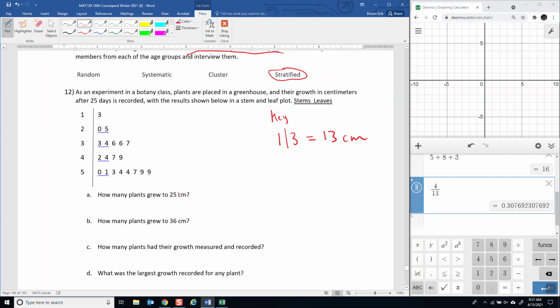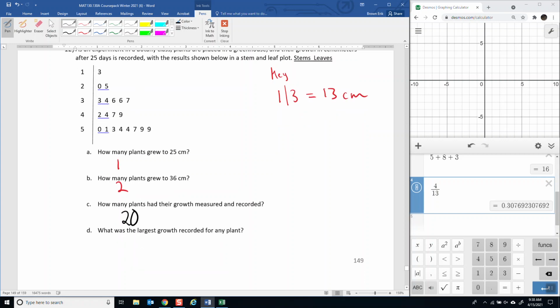So how many plants grew to 25 centimeters? Exactly 25. There's only one plant. How many plants grew to 36? Oh, there's 2. Right? This would be 36, 36. How many plants had their growth measured and recorded? Okay, we just have to count all the numbers here. So let me erase this mess and let's get counting. 1, 2, 3, 4, 5, 6, 7, 8, 12, 17, 19, and 20. There's a total of 20 data values in this data set. And what's the largest? 59 centimeters, and there happen to be 2 plants right here.